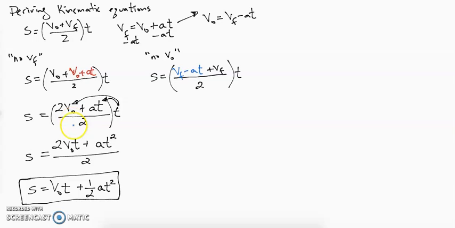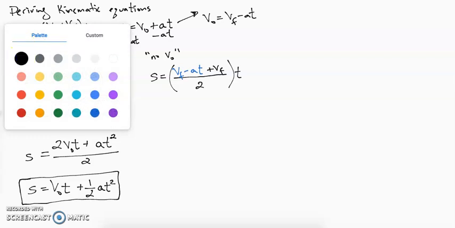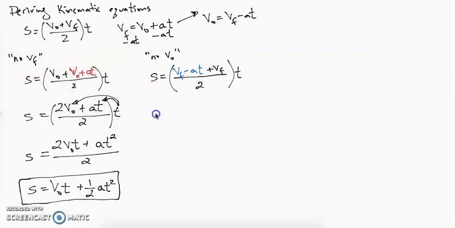Now, just like last time, let's clean it up. We have a VF, we have a plus other VF. Go back to black. I think that's easier to see. So we have two VFs. This time we have a minus AT. All of it is still on top of a 2, and there's a T outside. And once again, we can distribute that T to both terms.